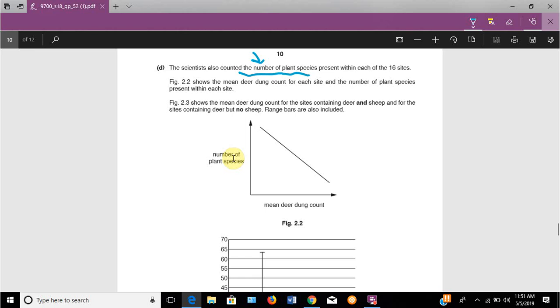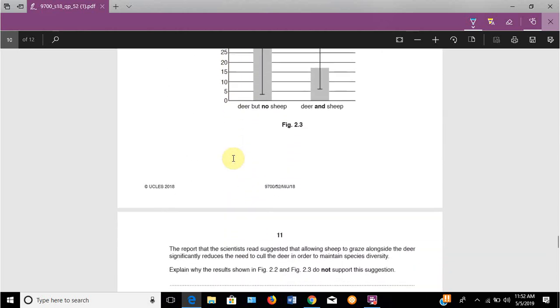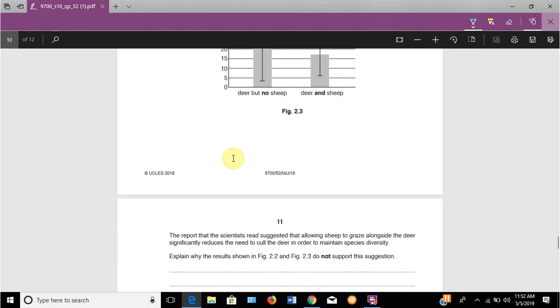But one thing is that species diversity does not necessarily mean the number of species. There are two parameters: the number of species and the distribution. If we have a lot of different species, say 30, and one of them is predominant, the species diversity is not great. There has to be an even distribution. There has to be a significant number of each species in an area for there to be good species diversity. So this is not necessarily supporting that. And in the next question, you can write this, because the next question is basically about how you have to prove why the results in 2.2 and 3 do not support the suggestion that allowing the sheep to graze alongside the deer would significantly reduce the need to cull the deer.